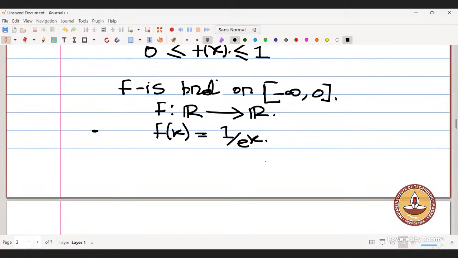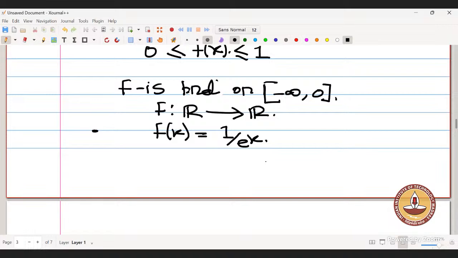Unbounded. This is an unbounded function. Why? Because the domain is from R to R. So then the range is from minus infinity to infinity.